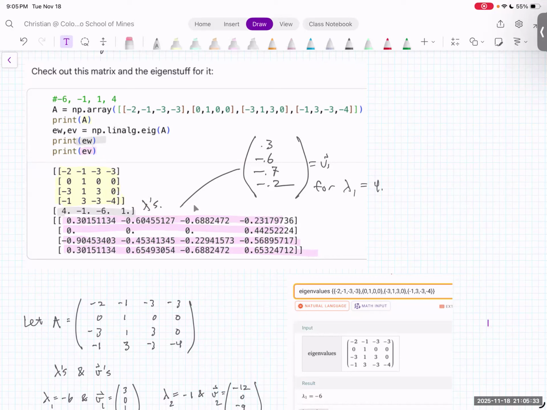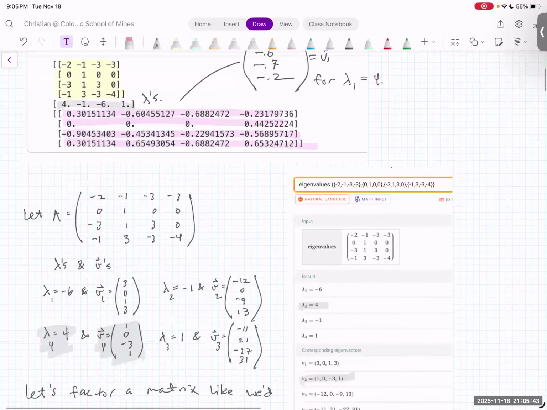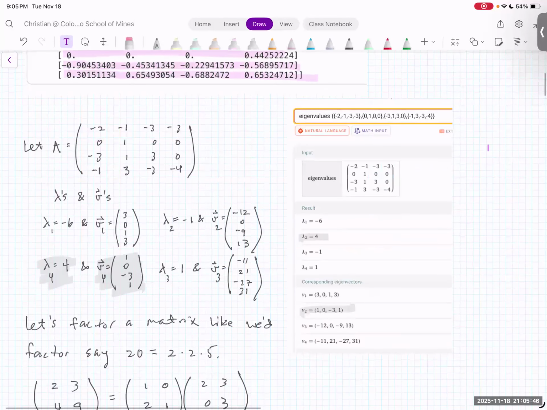So for eigenvalue 4 we would get eigenvector 0.3, -0.6, -0.7, -0.2. That's not super helpful. So in Wolfram, if you were to ask Wolfram to find the eigenvalues of that matrix, then it lists out your eigenvalues and then it lists out nicer looking eigenvectors. And I'm going to use those in a moment.